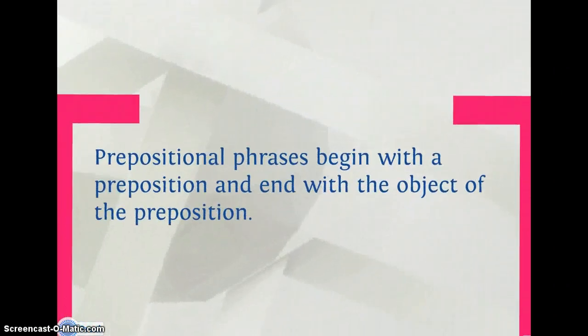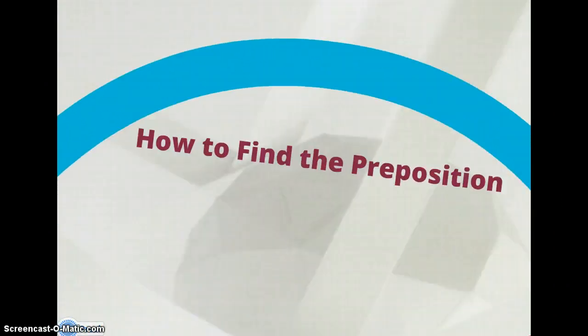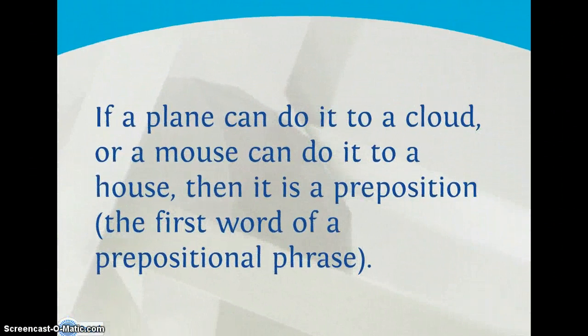Identifying prepositional phrases. Prepositional phrases begin with a preposition and they end with the object of the preposition. How do you find the preposition? If a plane can do it to a cloud, or a mouse can do it to a house, then it is a preposition, the first word of a prepositional phrase. This usually tells you when or where or how something is done.